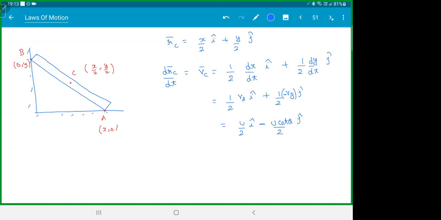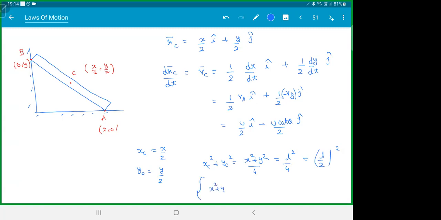Check. And from here you can clearly see the x and y coordinate, right? So xC is x by 2, y coordinate of C is y by 2. If you do xC square plus yC square, it will be x square plus y square by 4, which is nothing but L square by 4, or L by 2 whole square. This is the equation of a circle.